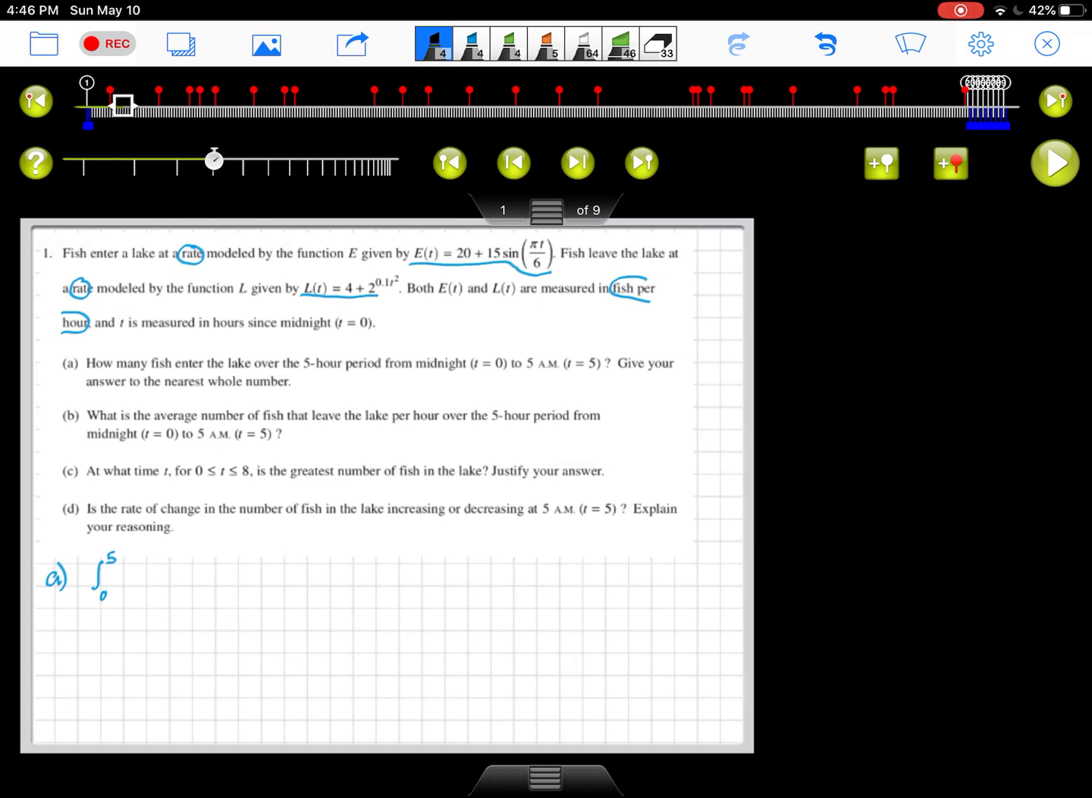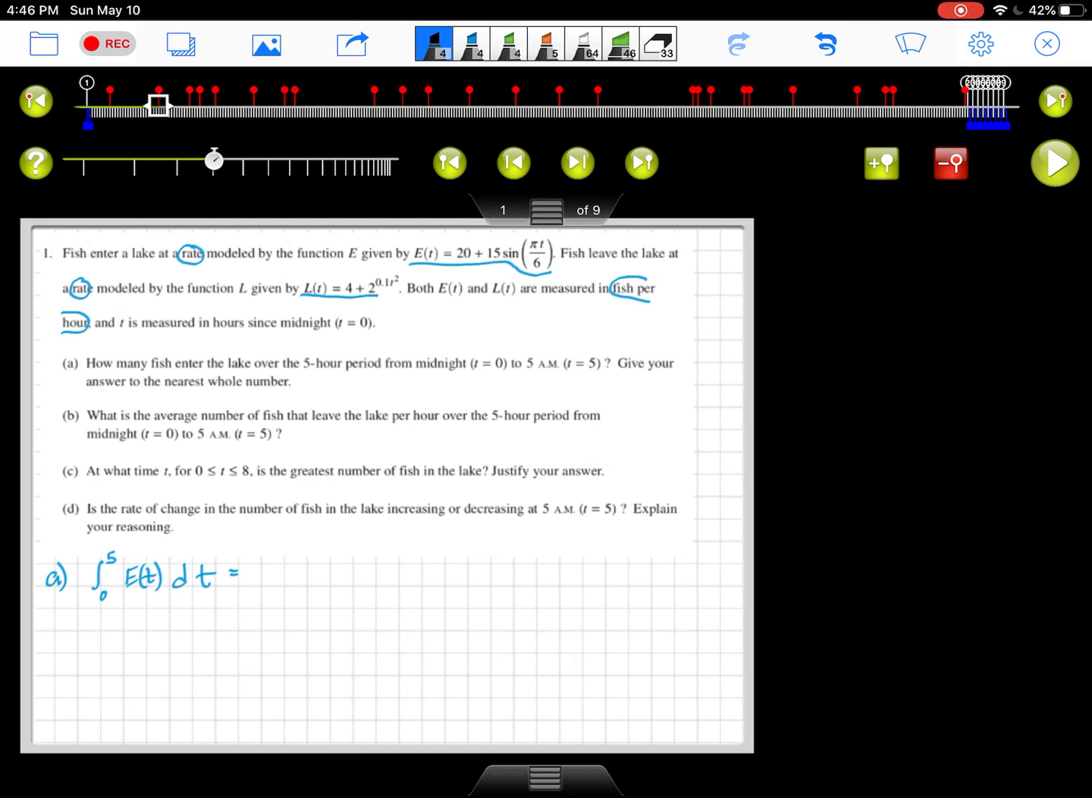Okay, so looking at A, it says how many fish enter the lake over the 5-hour period from midnight, which is t equals 0, to 5 a.m., which is t equals 5. Give your answer to the nearest whole number. So I'm going to set up an integral, because E gives me the rate at which the fish enter. If I want the amount of fish that enter, I must take the integral of that. A rate function is like f prime. What we want is f, and we want to plug 5 into f to find the amount of fish that have entered the lake.